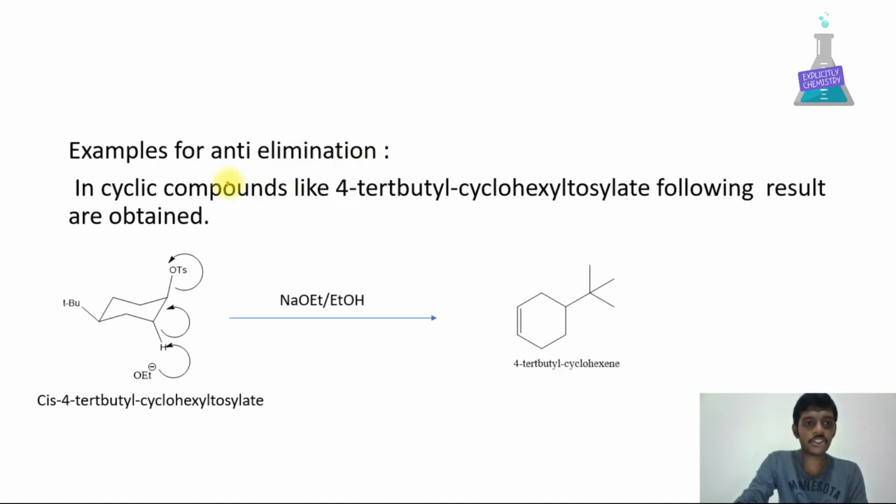Examples for anti-elimination. In cyclic compounds like 4-tertiary butyl cyclohexyl tosylate, the following results are obtained. Here the tosylate, which is a good leaving group, is in the axial position, and the beta hydrogen is also in the axial position, which means the trans diaxial arrangement is the favored geometry for E2 elimination. Here the base abstracts this proton and the bond migrates over here, and the tosylate eliminates, resulting in 4-tertiary butyl cyclohexene.